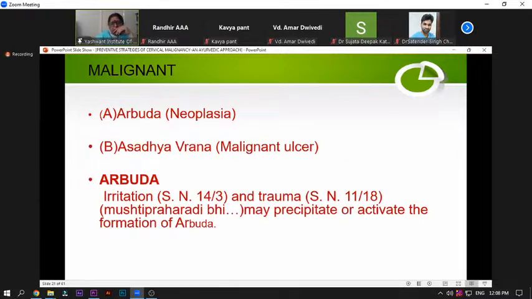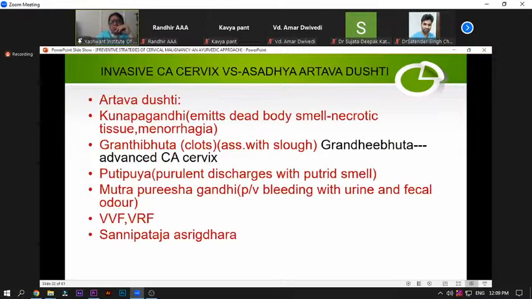So neoplasia or Arbuda can be considered. It can be benign or it can be malignant. The malignant ulcers in Ayurveda are considered as asadhya vrana. In Sushruta Nidanasthana, he has given one reference, mushti praharadibhihi. This indicates irritation and trauma may precipitate or activate the formation of arbuda. So it goes very well with cervical cancer, because sexual intercourse is a major factor for the trauma and also irritability. Both are there.